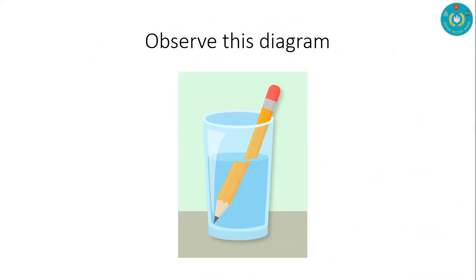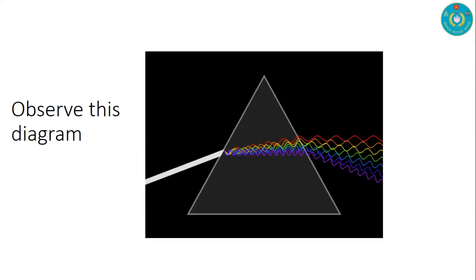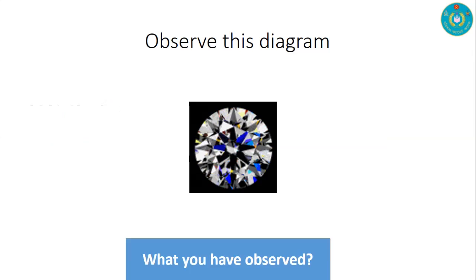At first, observe this diagram, and observe this diagram too. Now think what you have observed by this diagram, and observe this diagram too, and think what you have observed in this diagram and what's happening in this diagram.